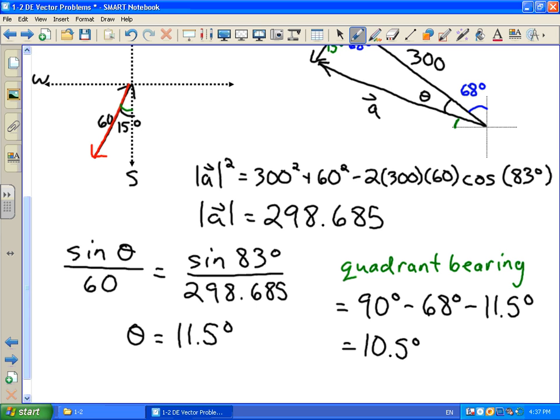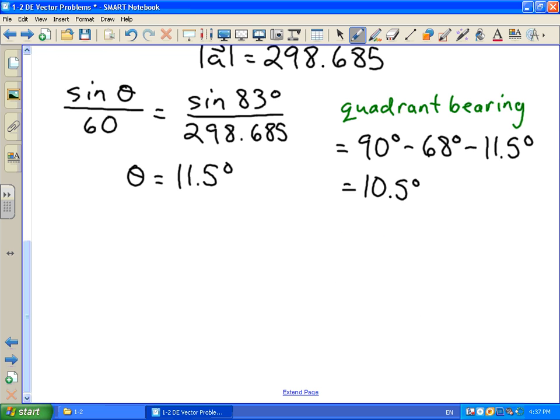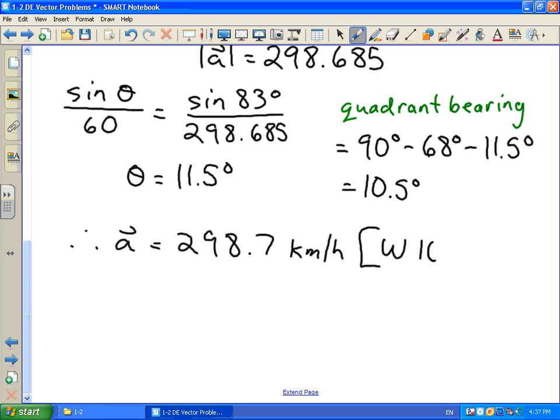So let's put all of this together in our concluding statement here. Therefore, we can say that the air velocity is going to be 298.7 kilometers per hour. We'll just round that off. And for our direction, we have west 10.5 degrees north, because that angle was 10.5 degrees north of due west. And that's what we were asked to find: airspeed and the heading. So we're done.